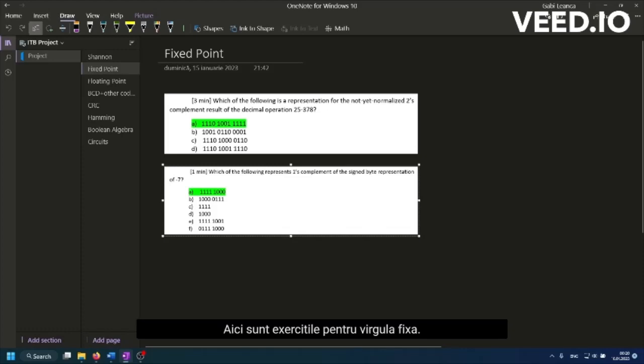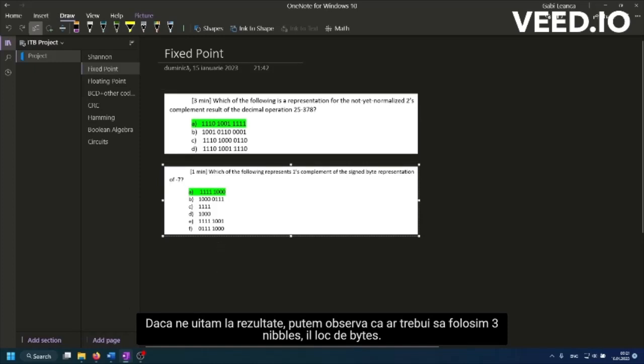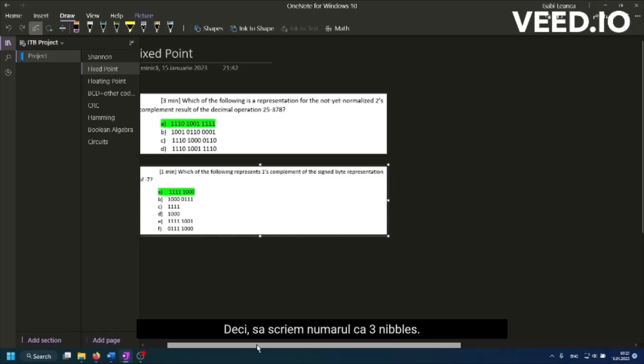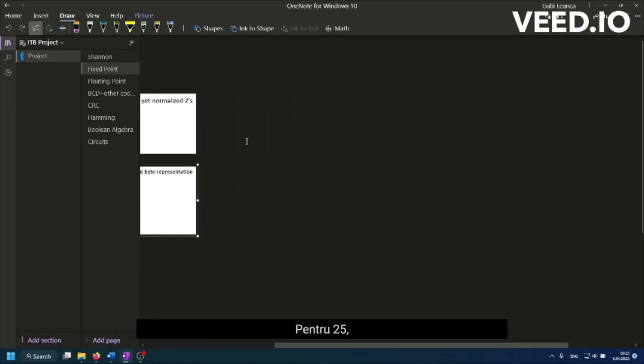Here are the exercises for fixed point. The first one asks, which of the following is a representation of the not yet normalized 2's complement result of the decimal operation 25 minus 378? If we look at the results, we see that here we are supposed to use 3 nibbles as opposed to bytes. So let's write the numbers as 3 nibbles for 25.